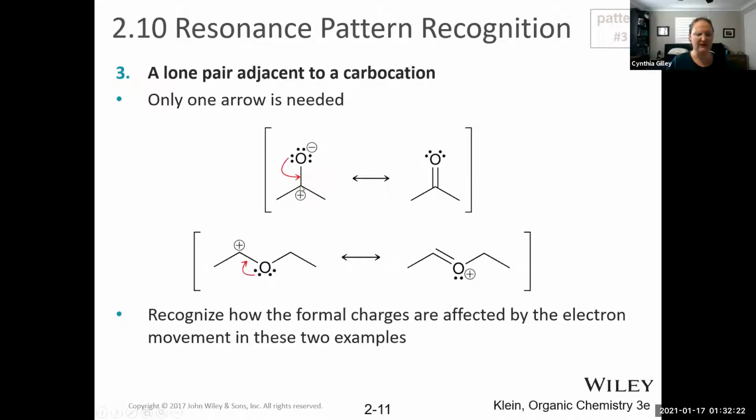So carbocations possess an empty p orbital, and if there's a neighboring p orbital with electrons in it, they can overlap and those electrons can be shared, and we can draw some resonance contributors which show the sharing of those two electrons. So when we're drawing this pattern, we'll start on the lone pair and we will point to the bond between the two atoms where we're going to form a pi bond. You can see two examples of that on this slide.